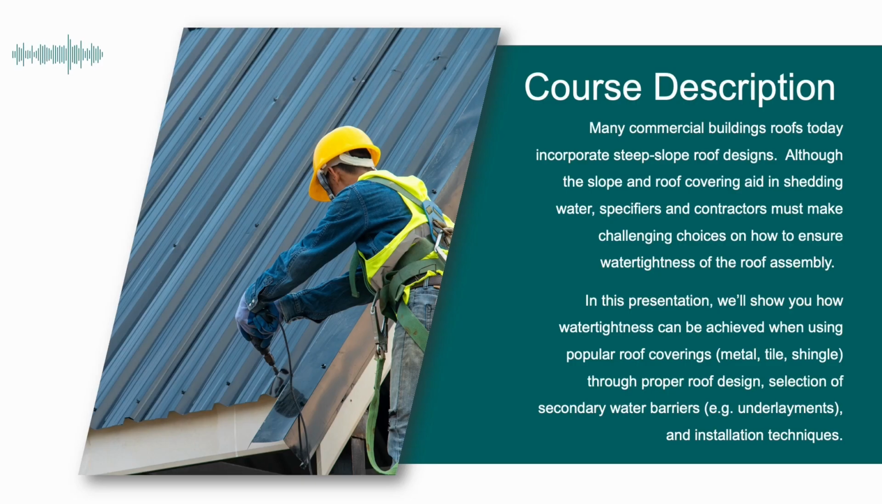Today we'll be talking to you basically about the use and the primary design characteristics of underlayments. Many commercial building roofs today incorporate steep slope roof designs. Although the slope and the roof covering aid in shedding water, specifiers and contractors must make challenging choices on how to ensure water tightness of the roof assembly. In this presentation, we'll show you how water tightness can be achieved when using popular roof coverings such as metal, tile, shingles, etc., through proper roof design, selection of secondary water barriers, for example the water underlayments, and installation techniques.